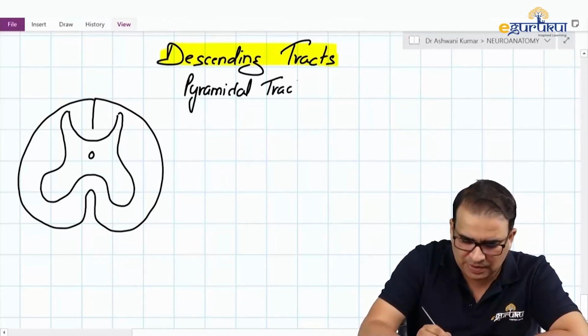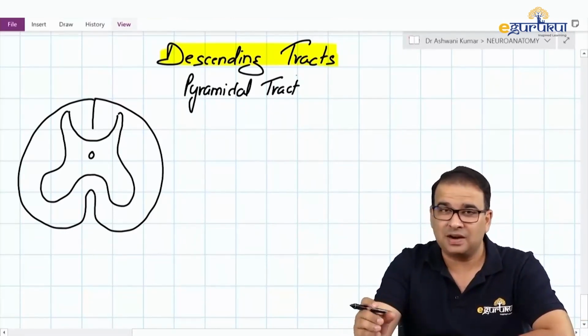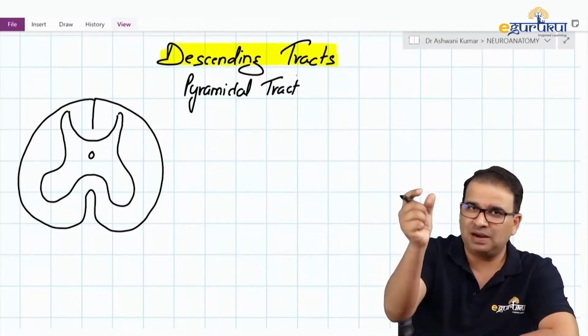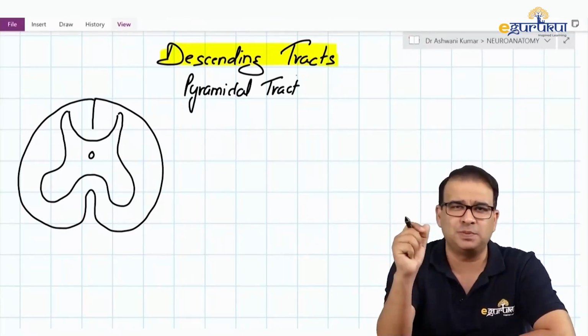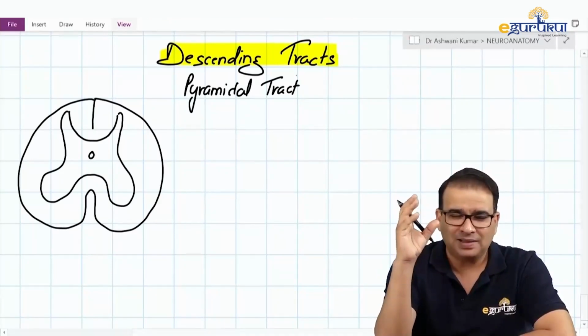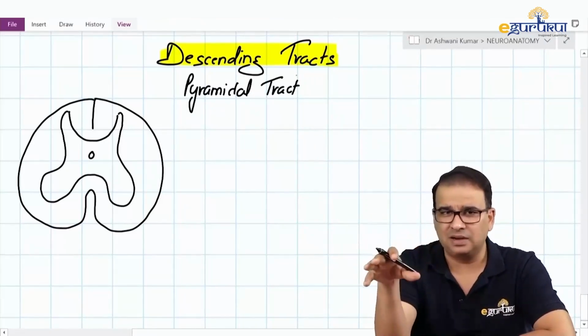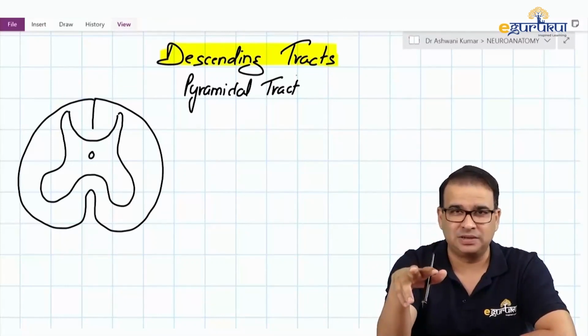The reason we call it pyramidal tract is because of the pyramids they are forming in the medulla oblongata. We'll see that in the brainstem. So we have elevation in the midline of the medulla on the ventral aspect. We call them pyramids. So the name given to them is pyramidal tract. But by the time pyramidal tract reaches the spinal cord, it is decussated and everything is done. By the time it reaches the spinal cord, we have two parts of pyramidal tract to be seen here.